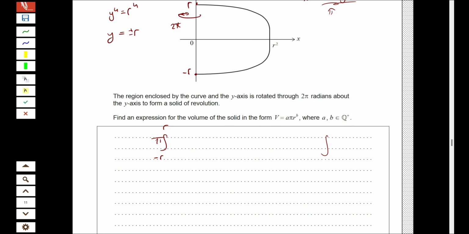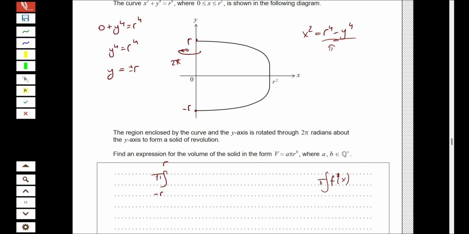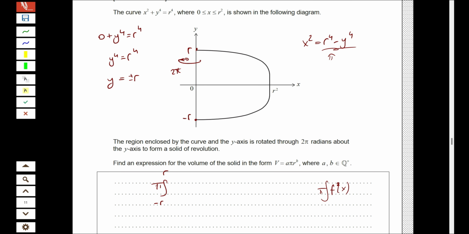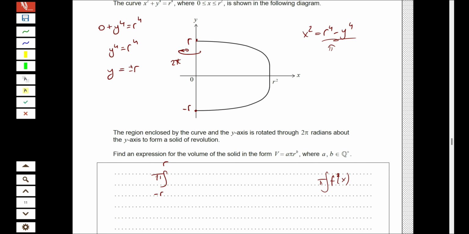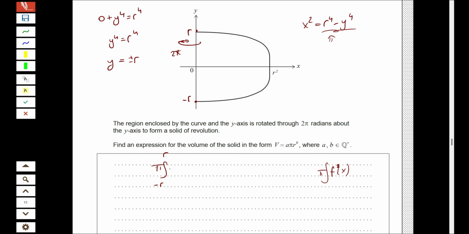because when you check the volume integral, if you rotated about the x-axis, it was the square of the function, but here our relation is written in terms of y. So this is almost the same. r to the power of 4 minus y to the power of 4.